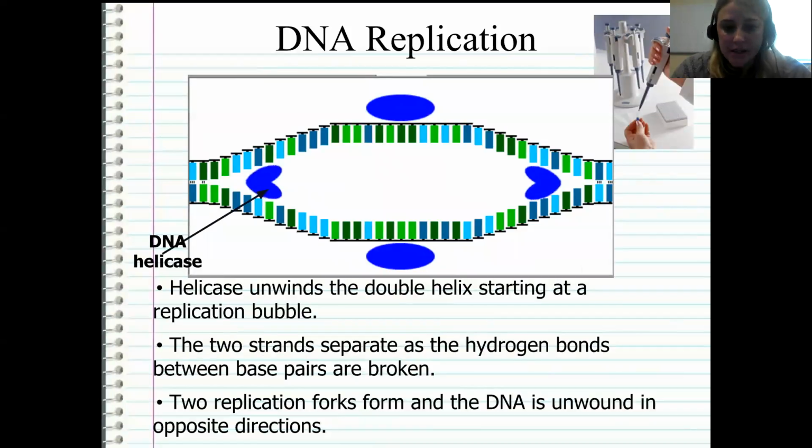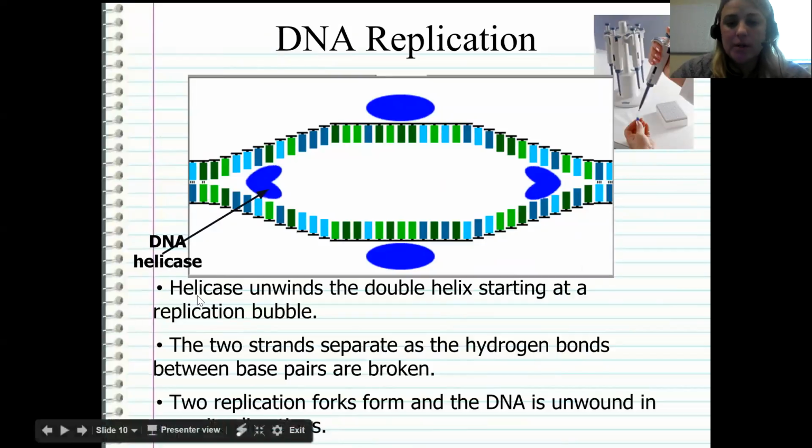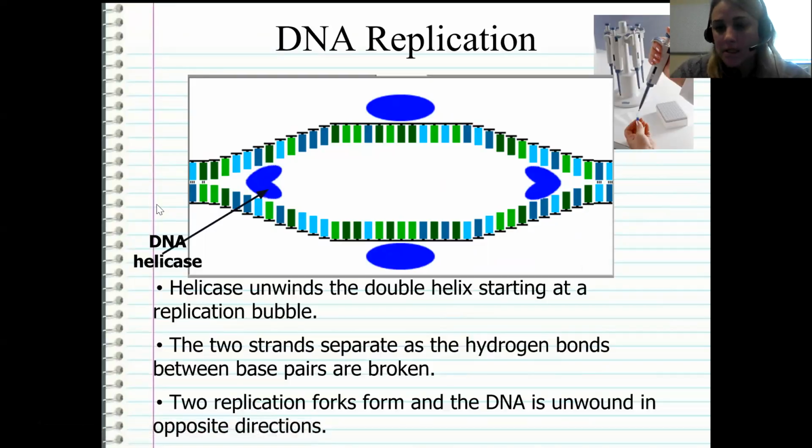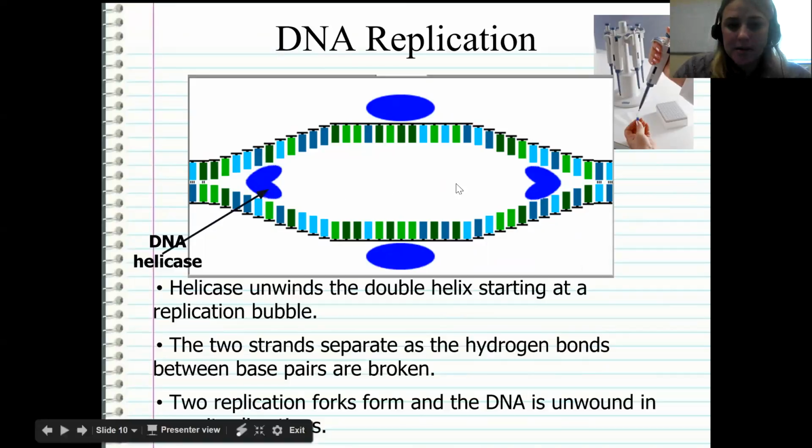So there are a few things going on. The first thing that's going to happen is helicase. Helicase is a molecule that's going to unwind and unzip the DNA. It's actually going to break those hydrogen bonds. Earlier I said, why do those bonds need to be pretty weak? Well, this is the reason why. It needs to be weak so that helicase can actually break them easily.